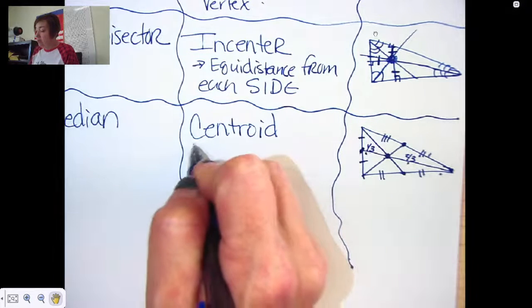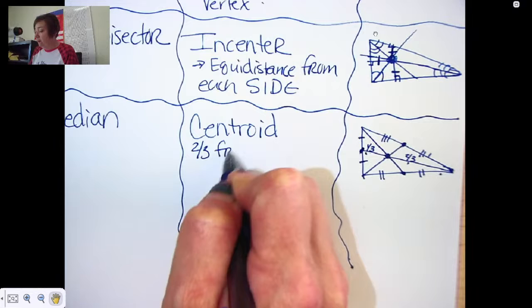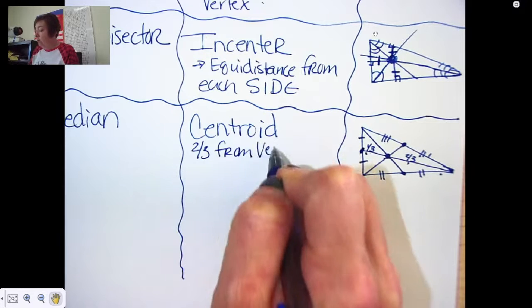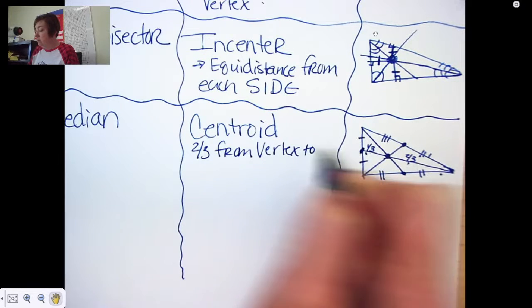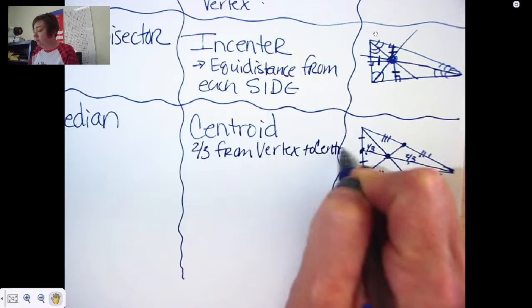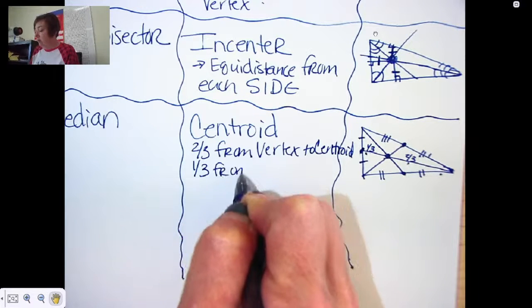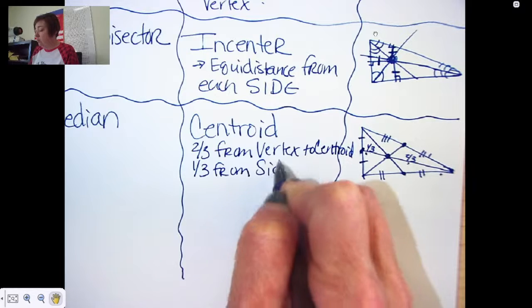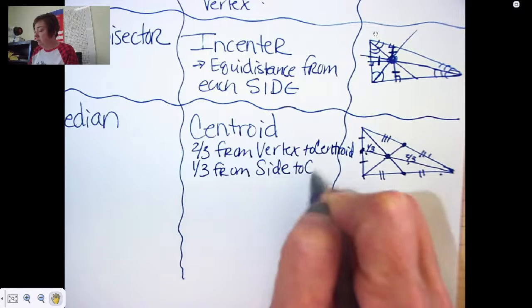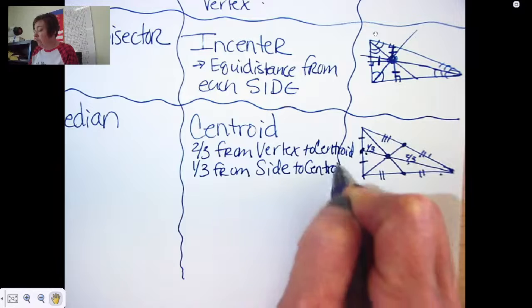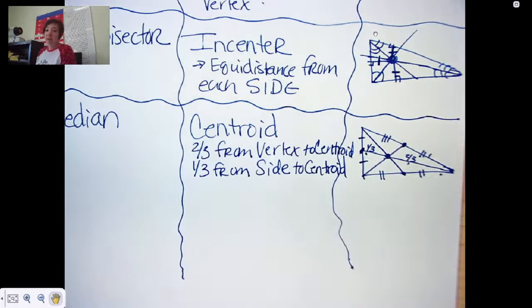So it's 2/3 from vertex to centroid and 1/3 from side to centroid. And that's just the ratio of the length of the median.